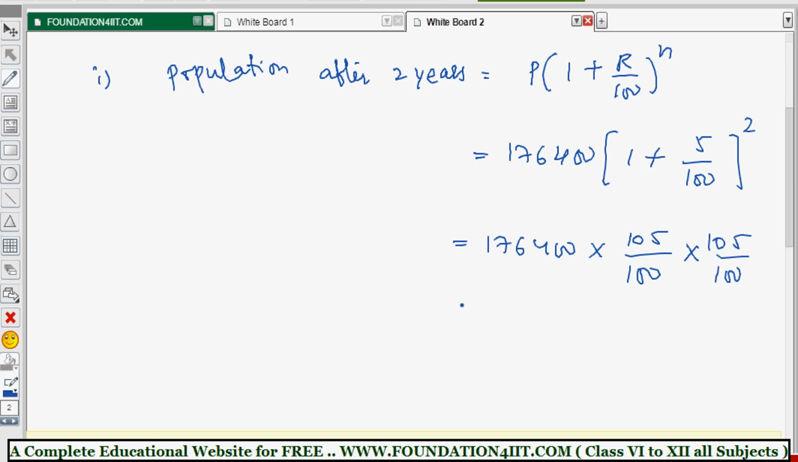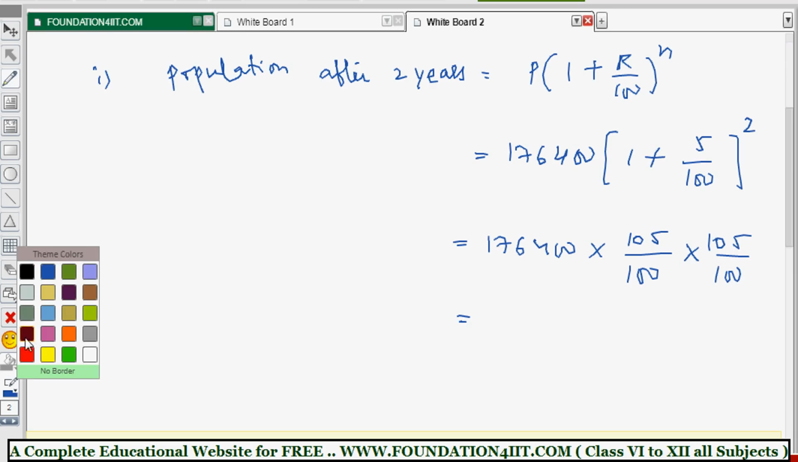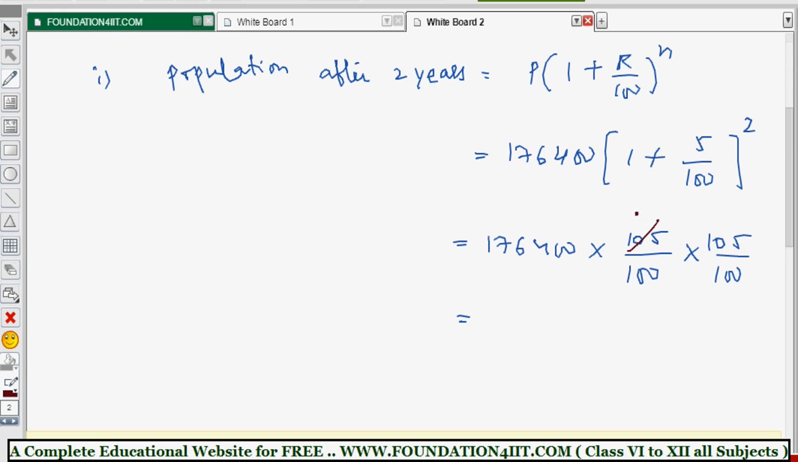Just to simplify this, the 5 table can cancel there. 5 21s are 105 and 5 20s are 100. Same 21 and 20. So 0, 0, you cancel here. And 2 twos are 4. Cancel the 2 table. 2 8s are 16, 8 is 16, 2.